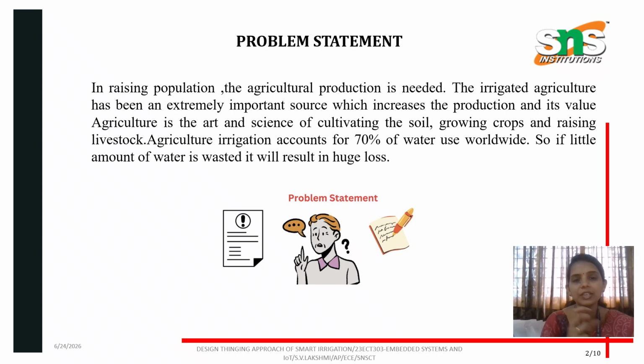Irrigation accounts for 70% of water use worldwide. So if a little amount of water is wasted, it will result in huge loss. So the main goal here is to save water and do efficient irrigation for agriculture. So we are going to apply the concept of design thinking and identify a better solution for the problem defined.